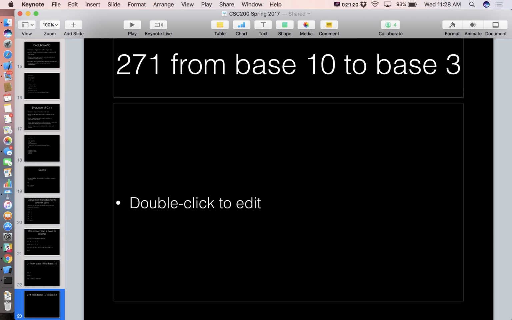Now, what are the legal digits? I'm guessing it's trits in base 3? It's going to be 0, 1, or 2. So when we divide anything by 3, the possible remainders are 0, 1, or 2. All right, so take about 4 minutes. Go ahead and do this conversion. 271 from base 10 to base 3.